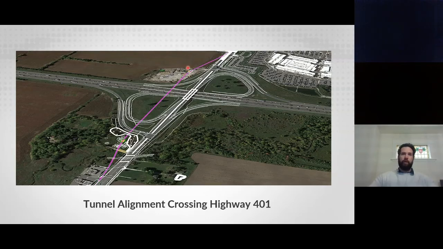So to the north of the highway, we had 1 intermediate shaft. And then to the south of the highway, we had a 2nd intermediate shaft. So as I said previously, this 2.4 kilometer stretch of tunnel was split into 3 separate drives.